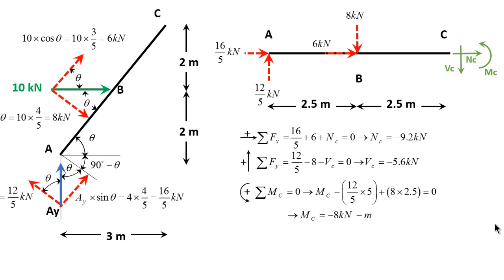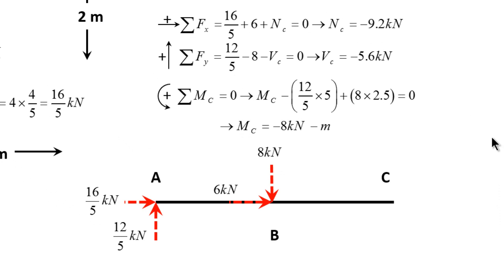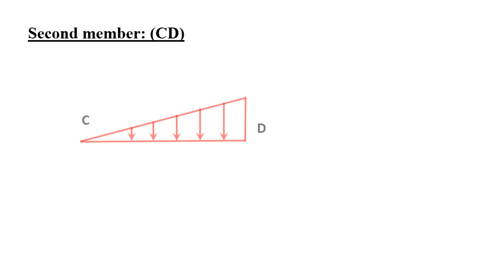You can see that all of my values here are negative. So if I want to draw the final beam with the internal forces exposed, I should switch all the directions. So that concludes finding the internal forces for the inclined member, the first member, which is member AC. Now let's move on to the second member, member CD.